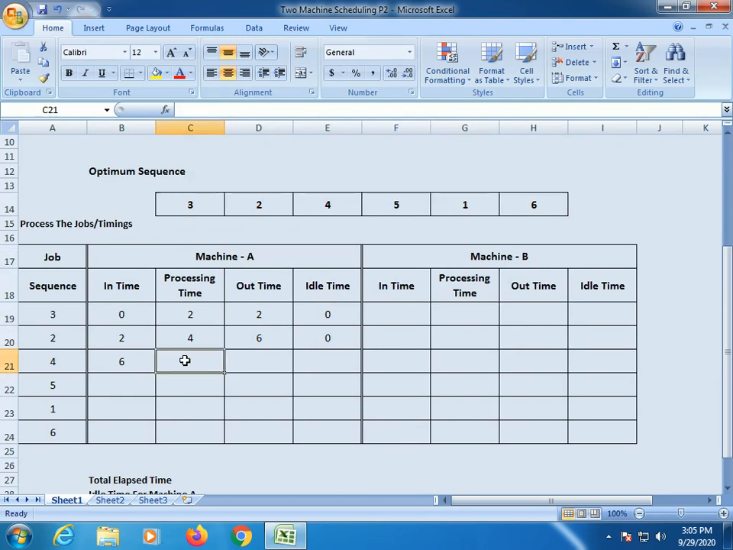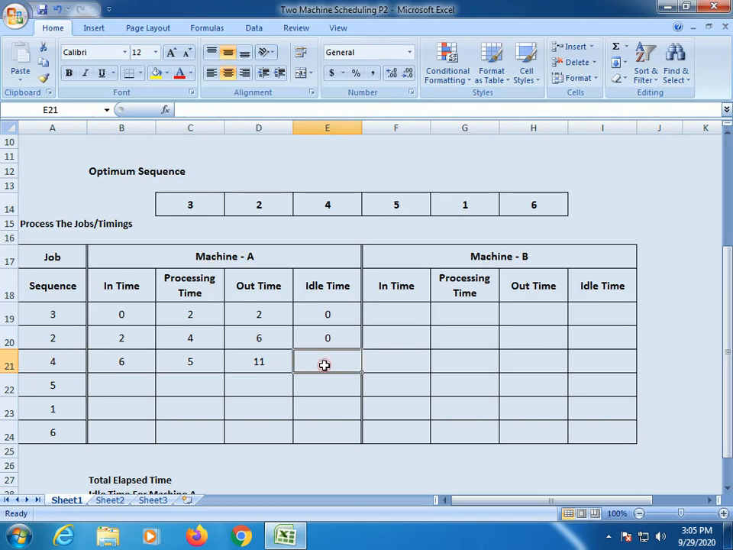So here we have to take 5 hours and we have to add 6 plus 5, that is 11 hours. At 11 hour we can complete the fourth job. Here we are performing the fourth job. Okay, so at 11th hour we can complete the fourth job.